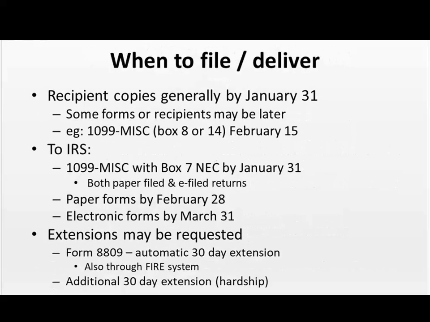Okay, when to file or deliver. Recipient copies generally need to be filed by January 30, issued by January 31st. Some forms or recipients may be later. For example, 1099 miscellaneous with an entry in Box 8 or Box 14 is due on February 15th instead of January 31st. It may be wise to issue a separate set of 1099s for those entries, so that you're on time for the other entries that need to be issued by January 31st, so that the recipients get them in time to prepare their tax returns.